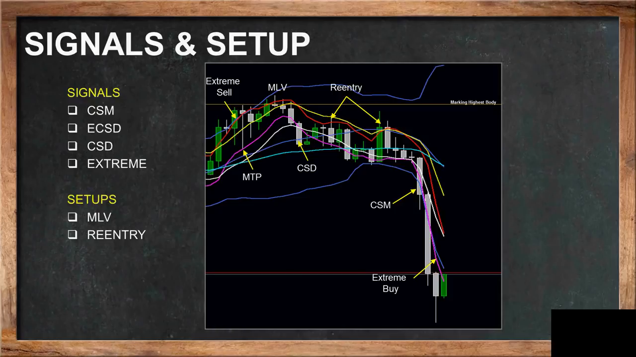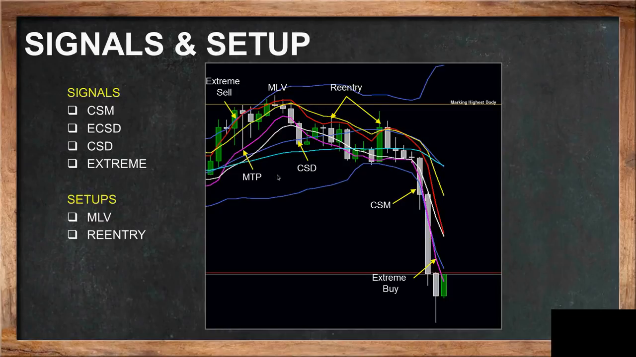I need you to write this down, and I need you to remember this. The safest re-entry that is available in BBMA is the re-entry after CSM. Please learn this by heart. If you want to grow, if you want to be a full-time, professional trader, and you are going to use BBMA, I highly suggest that you focus on learning the re-entry after CSM. I'll talk about that later on.